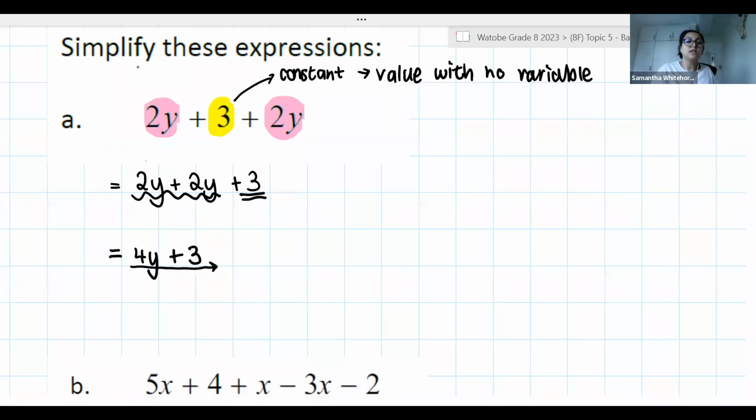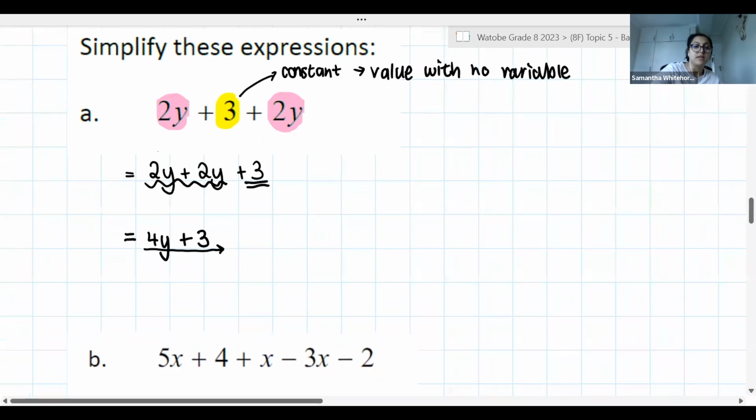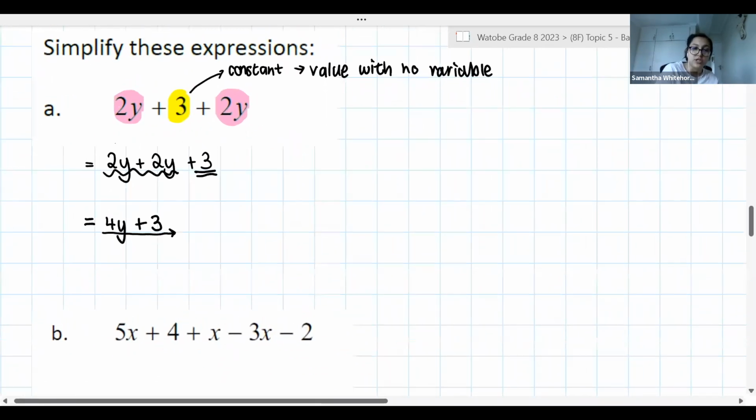So guys, when we start to add more variables and constants, it's so important that we are able to identify our terms and our like terms. I'm going to make that a touch smaller, and I want you to try question B for me. If anyone has any questions, you can raise your hand, or you're welcome to put it in the chat. Have a try of question B, and remember, you're welcome to put your answers in the chat so that we can see.